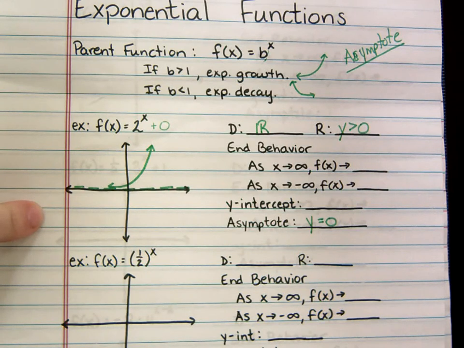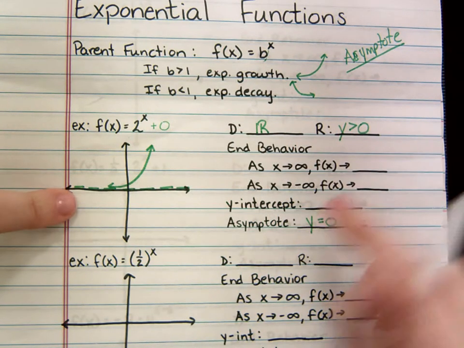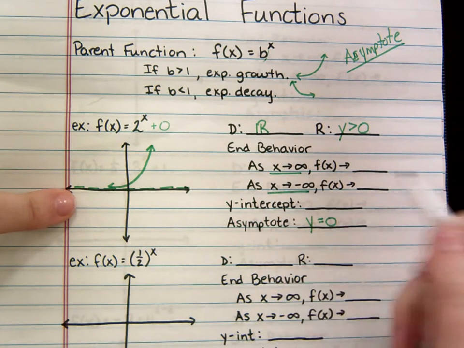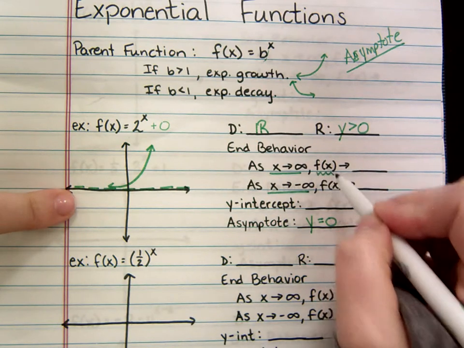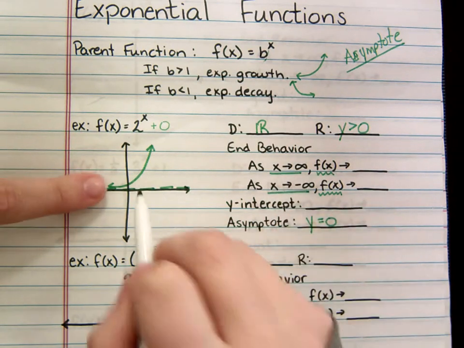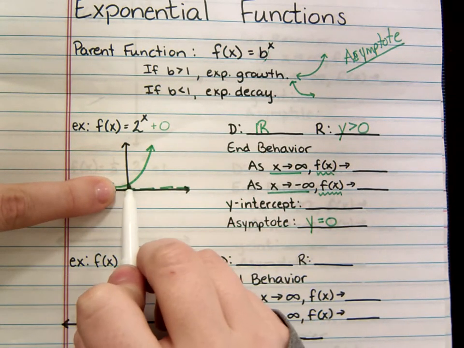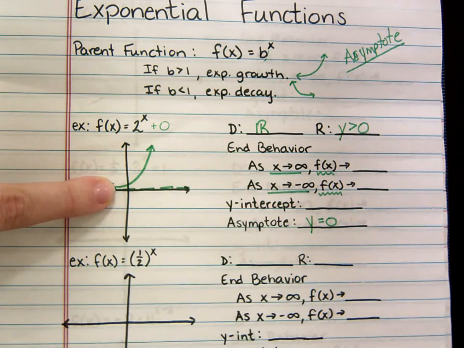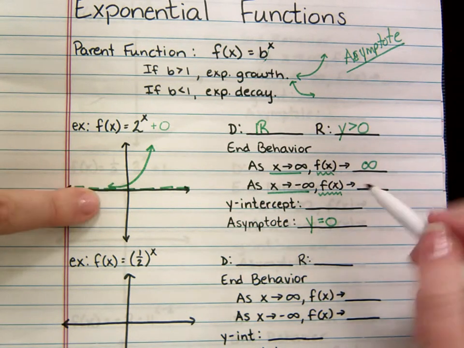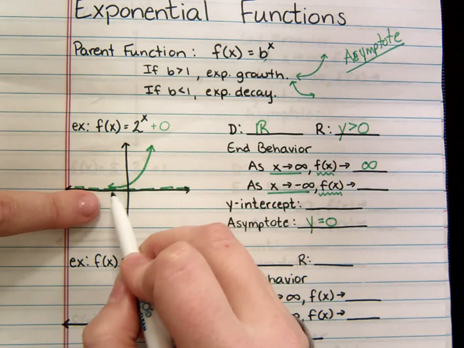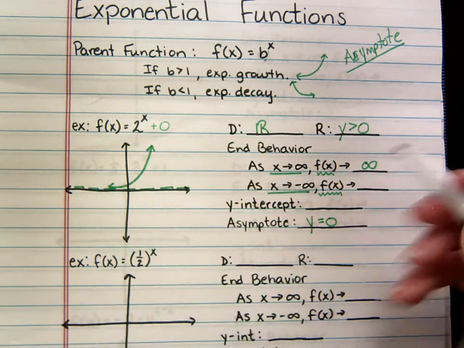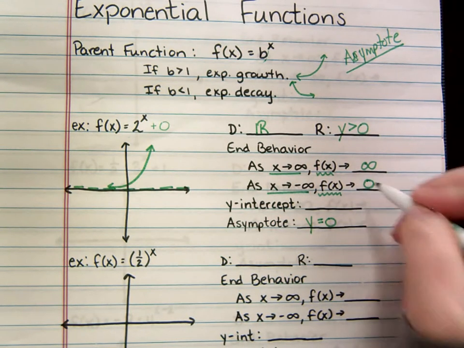Alright, back to this. Now, the end behavior. Remember, this is talking about what the x's are doing, going from left to right. These are talking about the y's. What are the y's doing up and down? So, as x approaches infinity, that means as we go to the right, my graph is going up without limit. It goes up forever. So my y values, the f of x, is going to infinity. As x approaches negative infinity, that's going to the left, it's going down, but it's never actually going to cross and get past 0.